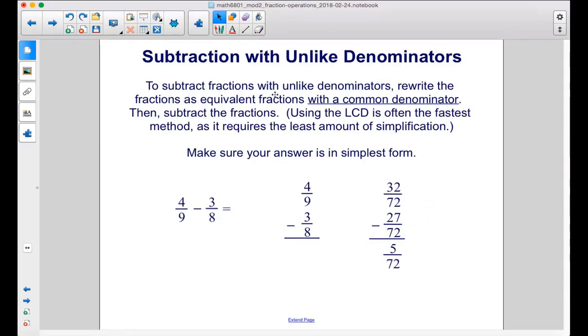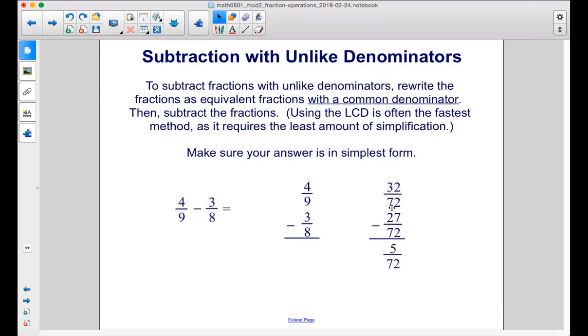To subtract fractions with unlike denominators, rewrite the fractions as equivalent fractions with a common denominator. Then, subtract the fractions. Using the lowest common denominator is often the fastest method as it requires the least amount of simplification. Alright, so here we have 4/9 minus 3/8.